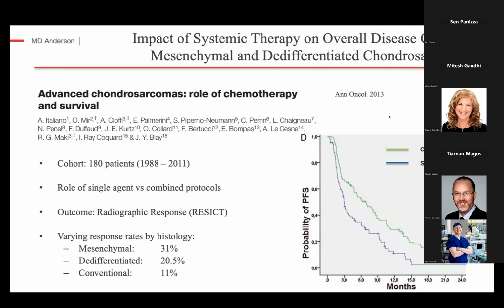Now, as I mentioned with the mesenchymal and dedifferentiated chondrosarcomas, because of the risk of metastatic spread, chemotherapy is part of the treatment protocol. And for us, we tend to use this in the neoadjuvant setting. And this is based on data that was published several years ago, looking at chondrosarcomas at all sites, including the spinal column and long bone sites. And what this group demonstrated in a cohort of 180 patients is that with multimodal systemic therapy, there's a significant decrease in recurrence rates with the mesenchymal and dedifferentiated chondrosarcomas.